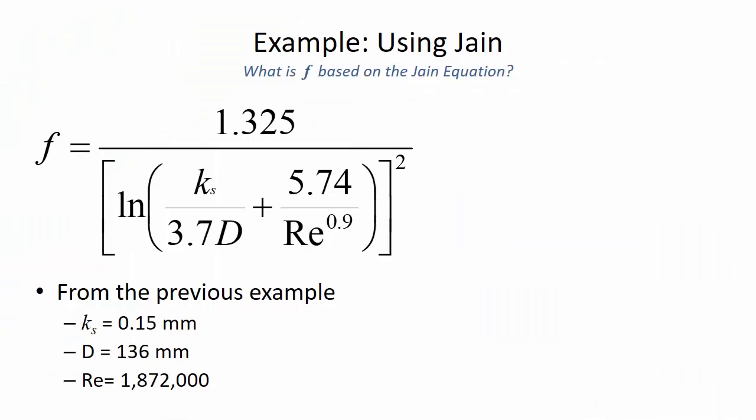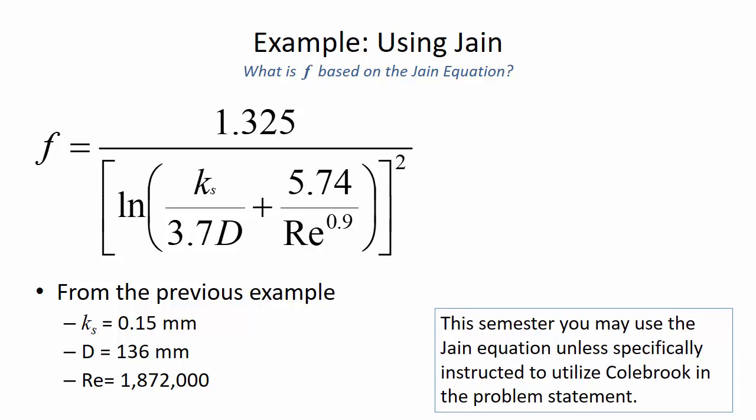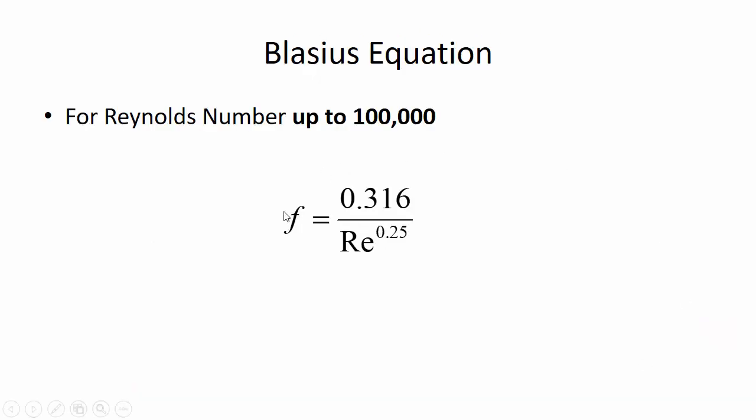All right, so Colebrook, really accurate. Jain, pretty accurate and a lot more convenient. The Blasius equation is really easy to use, but only accurate for Reynolds numbers up to 100,000. So not a lot of practical application for a drinking water distribution network.